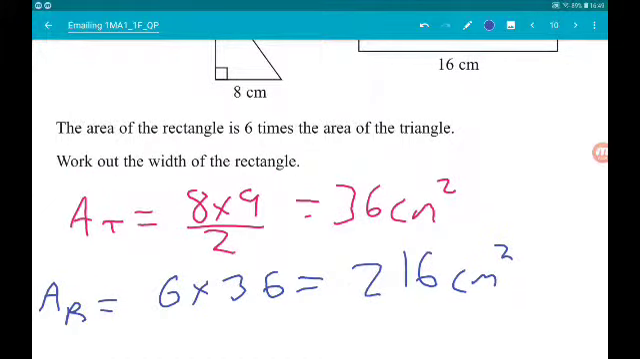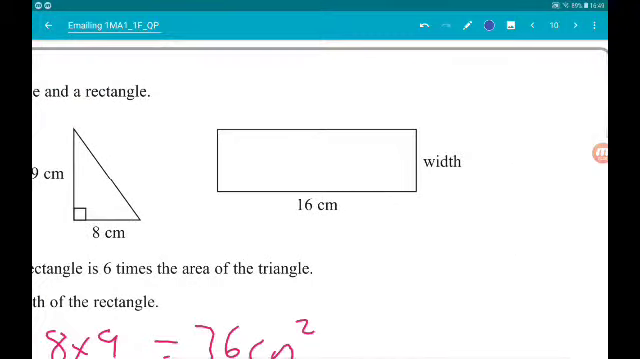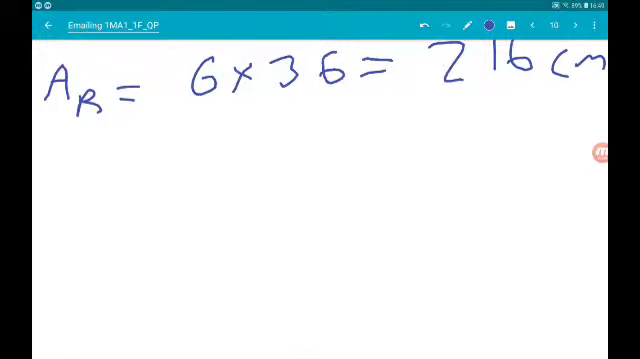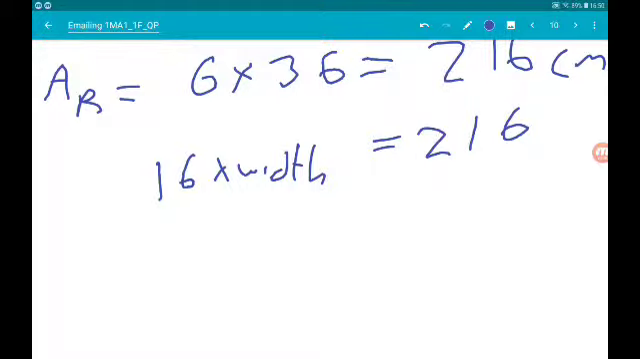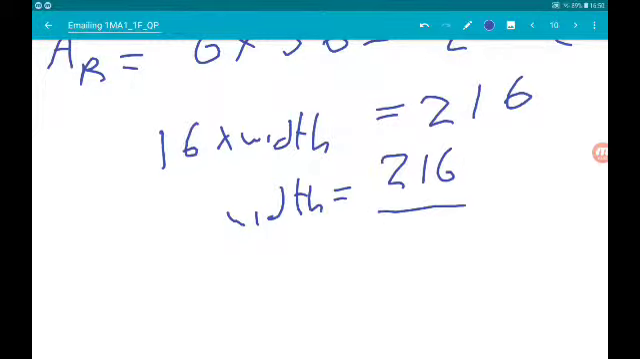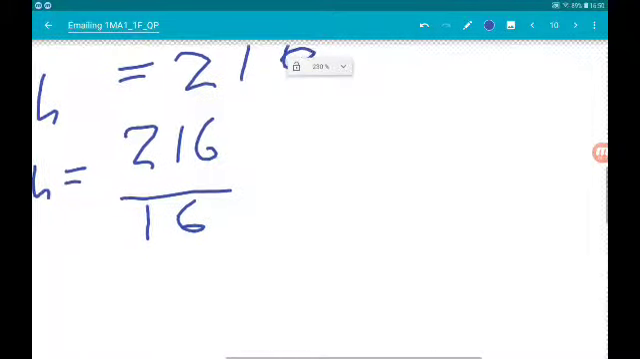Okay, so now that we know the area of the rectangle, we want to work out the width. So we know area of a rectangle is base times height, or here, 16 times the width. Now we know that that is equal to 216. So to get the width on its own, divide by 16, so the width is 216 divided by 16. Now we could use the bus stop on that, but I think that might be a little bit scary, maybe.